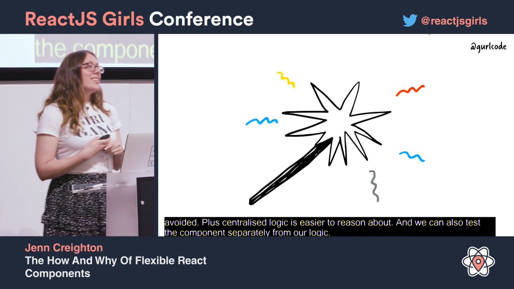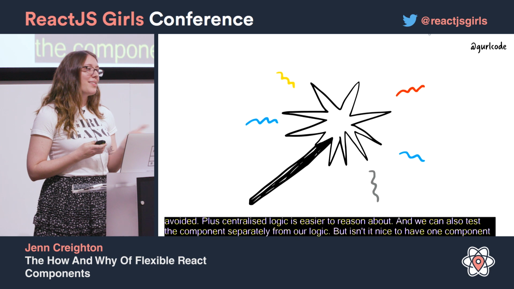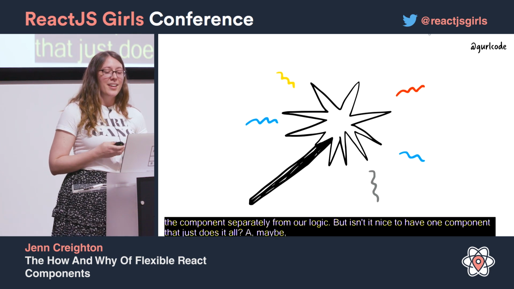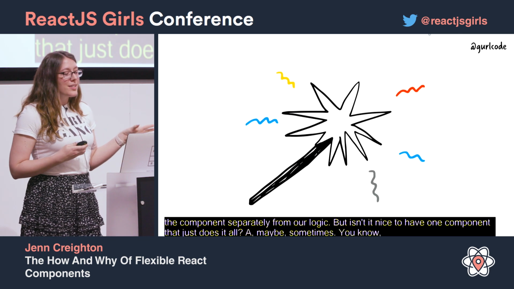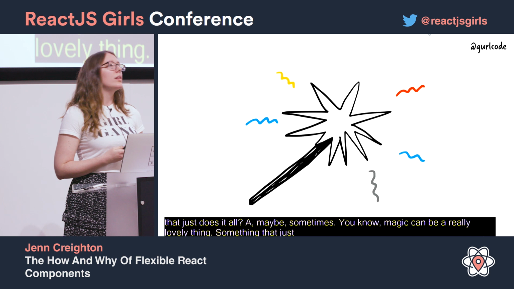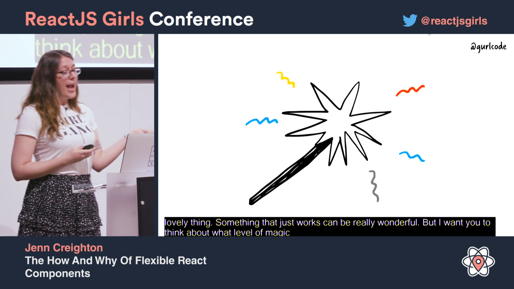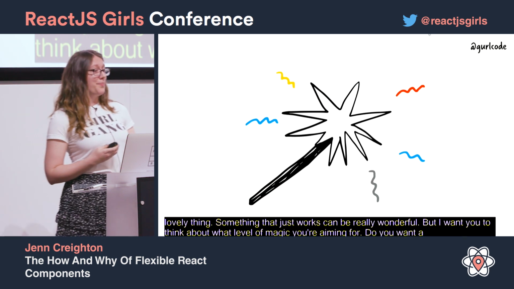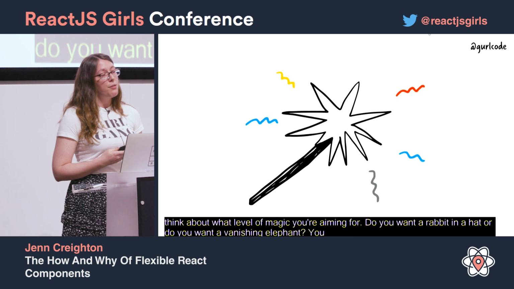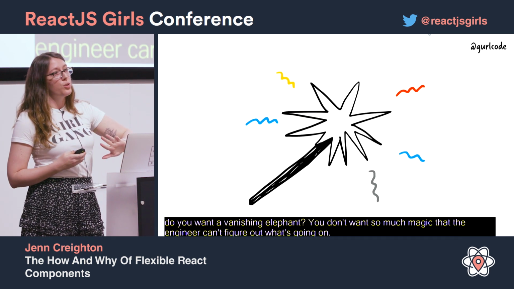But isn't it nice to have one component that just does it all? Maybe, sometimes. You know, magic can be a really lovely thing. Something that just works can be really wonderful. But I want you to think about what level of magic you're aiming for. Do you want a rabbit in a hat, or do you want a vanishing elephant? You don't want so much magic that the engineer can't figure out what's going on. The more magic, the less flexible the component is.